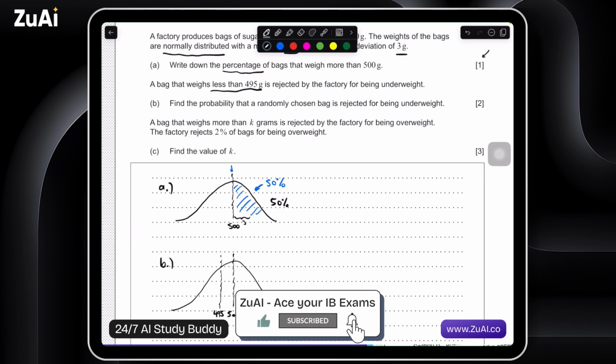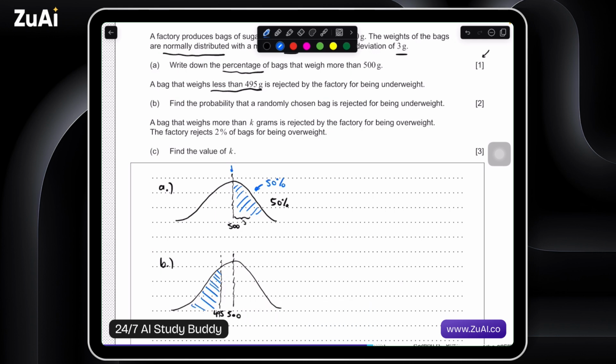All right. So we're looking for this area right here. In this case, we have the cutoff point and we want to find the area. So this is going to be norm CDF. That is to say, we're looking for this percentage to the left of this cutoff point. So let's go ahead into the calculator.